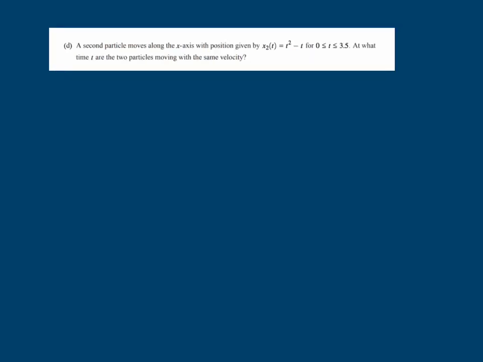Part D. A particle moves along the x-axis with a second one, and it gives you a new function, same interval, and what time are they moving at the same velocity? So in this case, you're just going to set the derivative of this equal to v of t. So let's see, how would we write that? I'm going to start by writing that I have x2 prime of t, get the derivative, is equal to 2t minus 1. And then I'll say 2t minus 1 is equal to v of t.